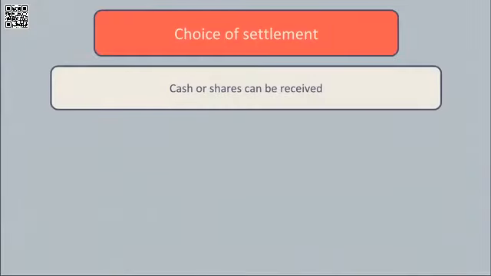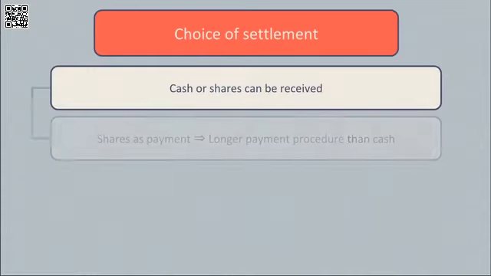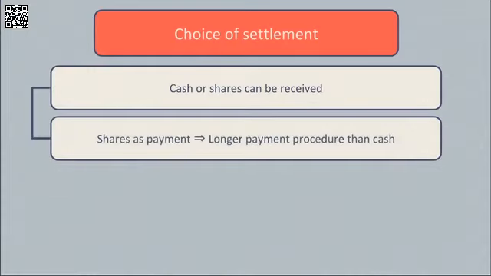And finally, transactions with a choice of settlements. So cash or shares can be received for goods and services. When paying for goods and services with shares, it is a longer payment procedure than receiving cash. The shares need to be kept or sold.